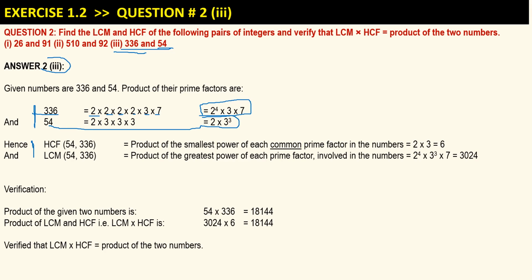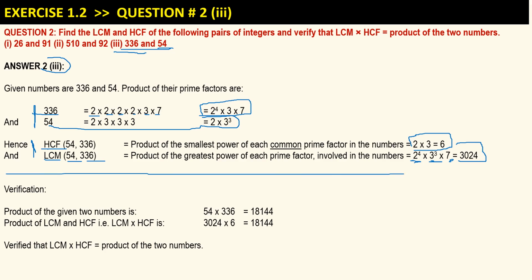So we can say that the HCF and the LCM, we have covered the detailed method or the procedure for finding out the HCF and LCM in our previous sessions. So we can say that the HCF is equal to 2 multiplied by 3 that is equal to 6. And LCM of 54 and 336 will be equal to 2 raised to power 4 multiplied by 3 raised to power 3 multiplied by 7, which is equal to 3024. So this way we have found out what was asked in the question. So LCM and HCF has been found out.